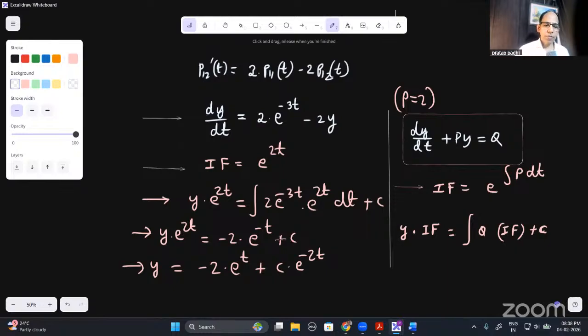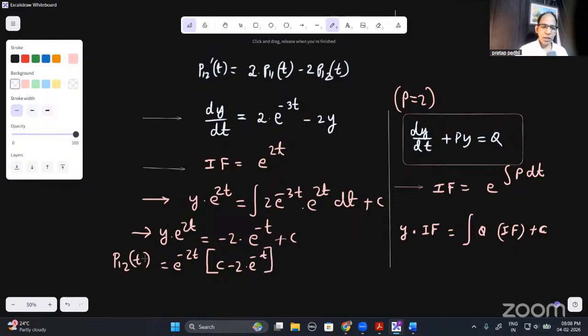Or first you can put it here and then bring it here, whatever way you want, but we need to find c anyway. So to find c, you will use the boundary condition. You replace y by p12 of t. So my p12 of t will be equal to e to the power minus 2t multiplied by c minus 2 e to the power minus t.